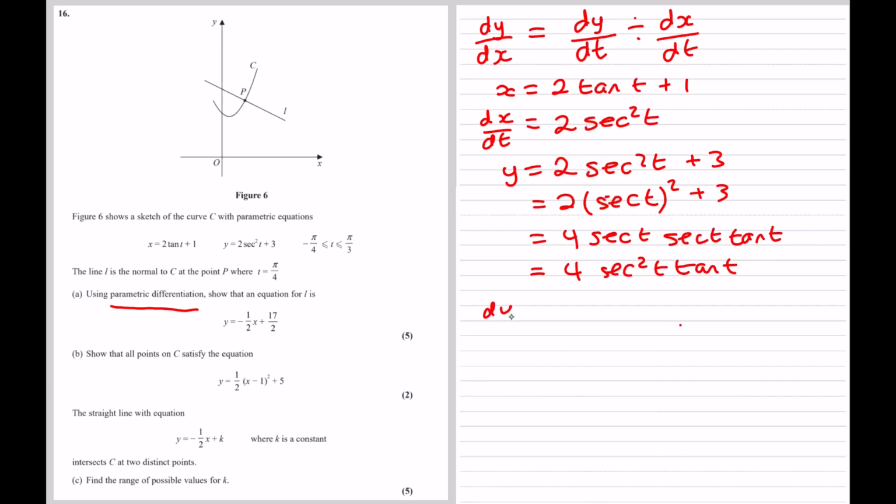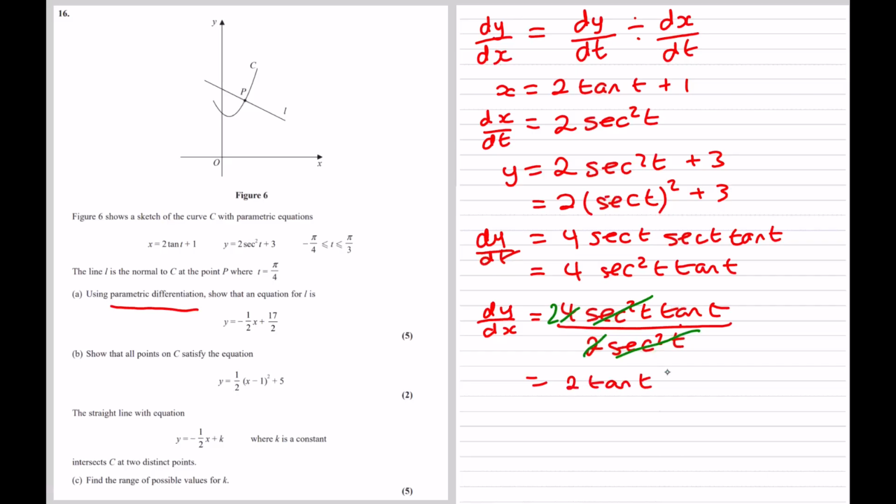So dy dx is dy dt, which was 4 sec squared t tan t, divided by dx dt, 2 sec squared t. So we can cancel the sec squared t's, divide by 2. So we've just got 2 tan t.